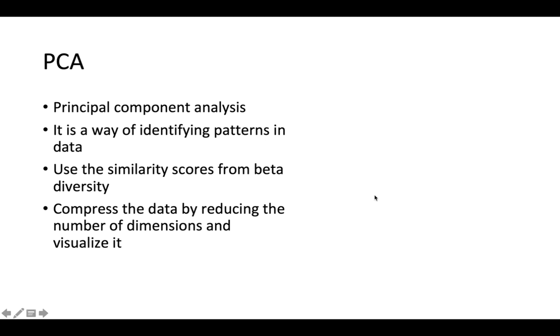And it's a way of identifying underlying patterns within data that might not be initially apparent. So for our purposes, we'll use the similarity scores from beta diversity, and then we'll do something called compressing the data by reducing the number of dimensions and then plotting that, making a visualization or a graph out of that. You don't need to know the mathematical details of that last point about how or what compressing the data and reducing dimensions is doing. But you can kind of understand that we're simplifying the data and making the patterns underlying the data more apparent.